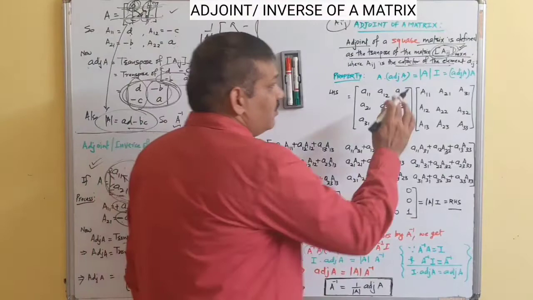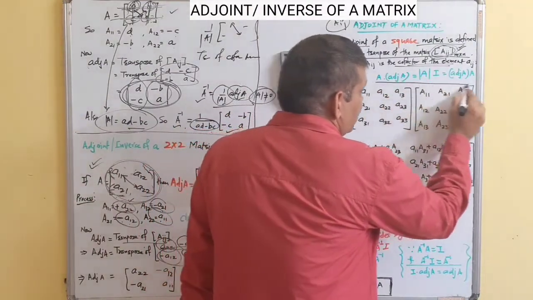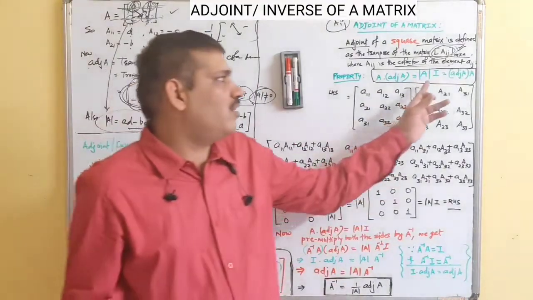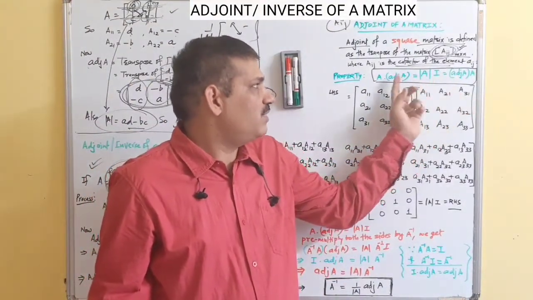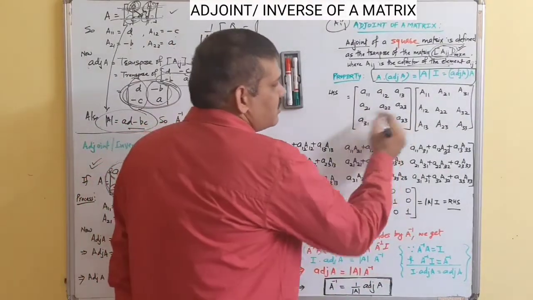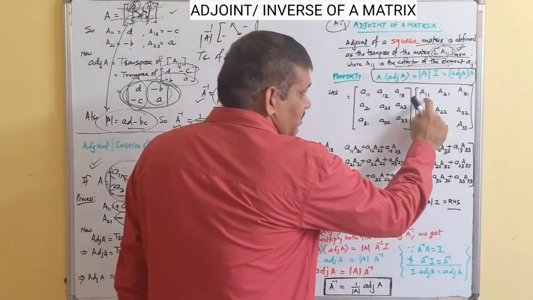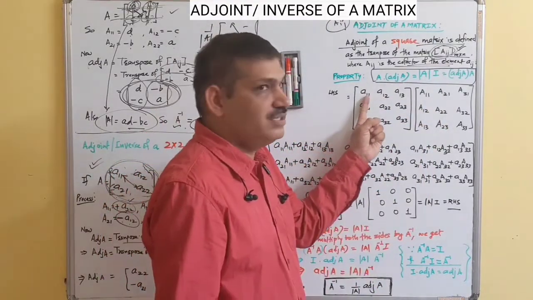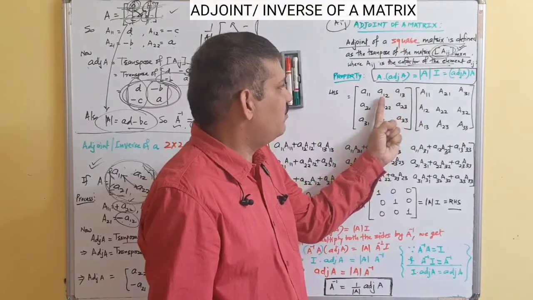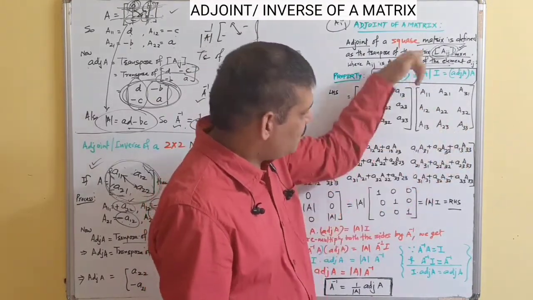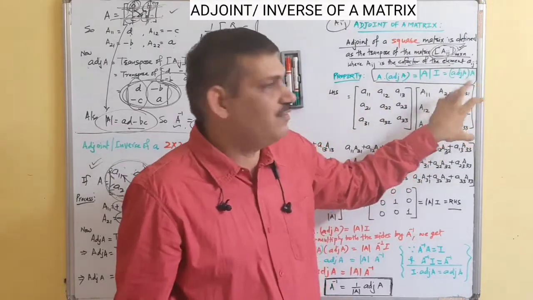See this property: A times adjoint A is equal to determinant A times I. That is the same as adjoint A into A. See, this is our A matrix and this is adjoint A. Adjoint A is the transpose of the cofactor matrix, with the cofactor corresponding to A11 being A11, A12 being A12, and we will transpose it. I have written the transpose of the cofactor matrix here.